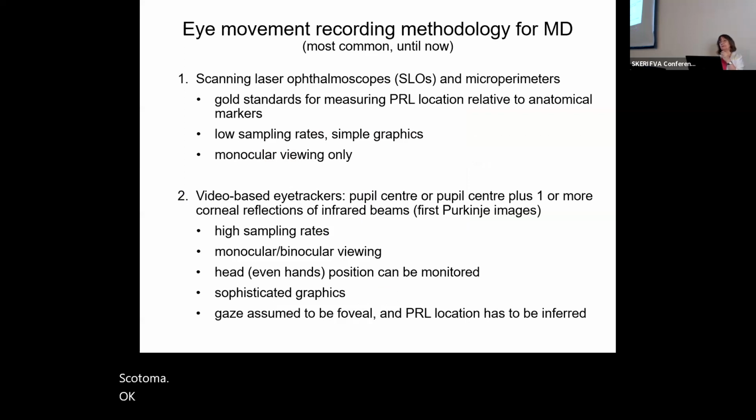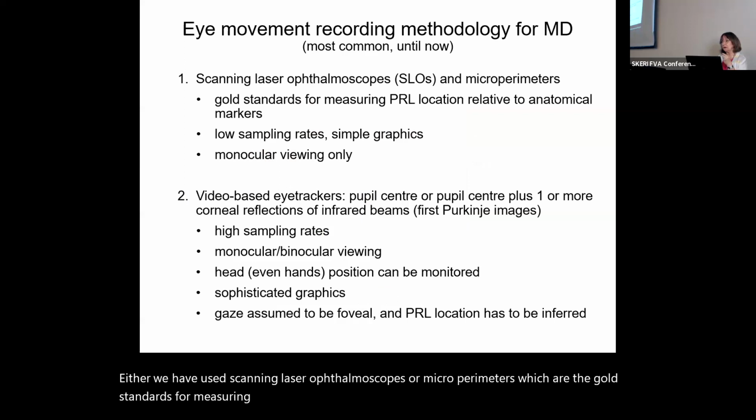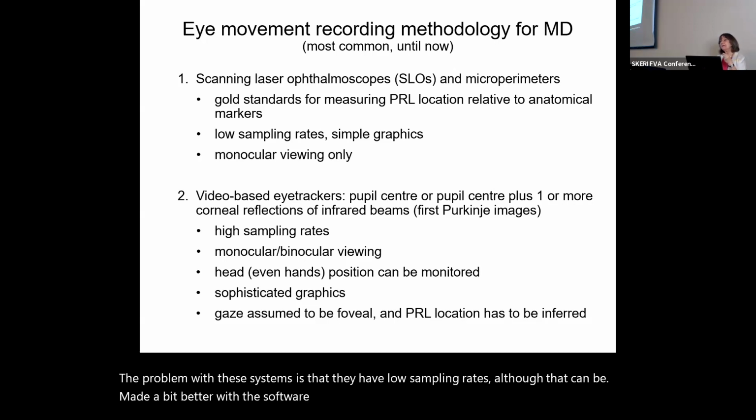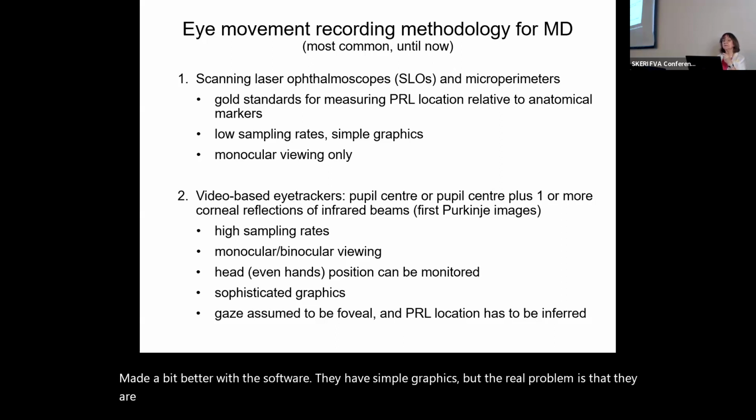Okay, so in general, we have up until now measured eye movements in people with macular degeneration two ways. Either we have used scanning laser ophthalmoscopes or microperimeters, which are the gold standards for measuring PRL location relative to anatomical landmarks. The problem with these systems is that they have low sampling rates, although that can be made a bit better with the software. They have simple graphics, but the real problem is that they are monocular systems.